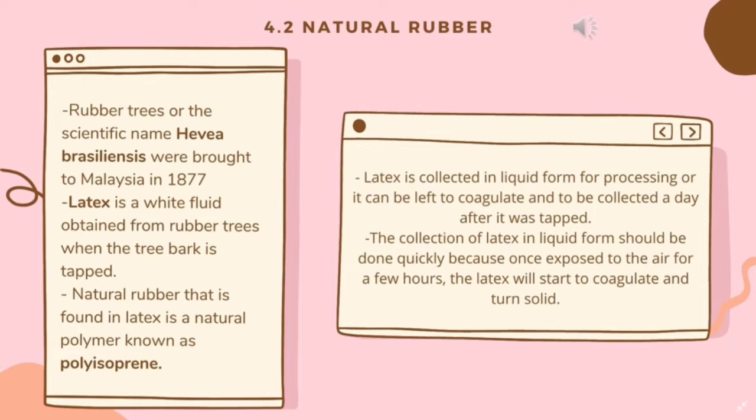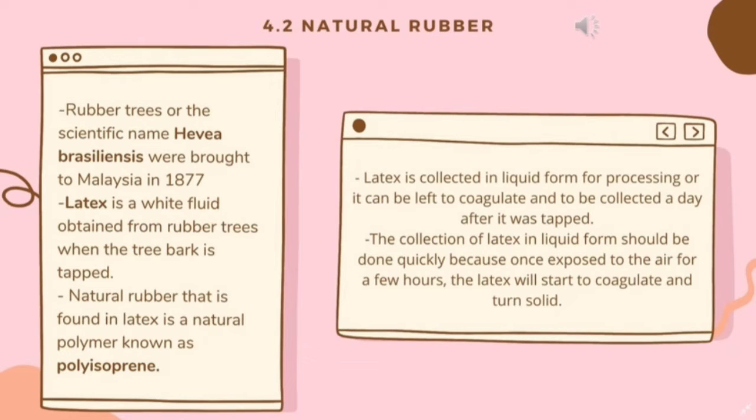Now we're going to get into the other subtopic, which is 4.2 natural rubber. Rubber trees, with the scientific name Hevea brasiliensis, were brought to Malaysia in 1877. Latex is a white fluid obtained from rubber trees when the tree bark is tapped. Natural rubber that is found in latex is a natural polymer known as polyisoprene.